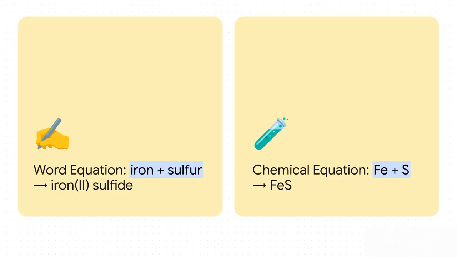Now, here's how we write these recipes down. We could use a word equation, which spells everything out, but chemists are all about efficiency, so they preferred the chemical equation. Here, every substance gets its own chemical formula. That little plus sign means "reacts with," and the arrow basically means "turns into" or "produces."